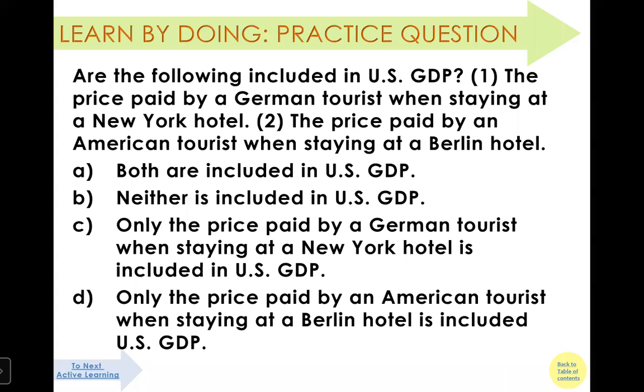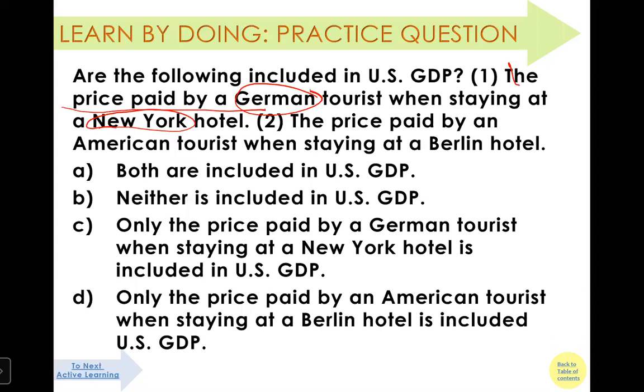The question asks: are the following included in the US GDP? First, the price paid by a German when staying at a New York hotel. Is this part of US GDP or not? It is, right? Because the service was provided in the US.